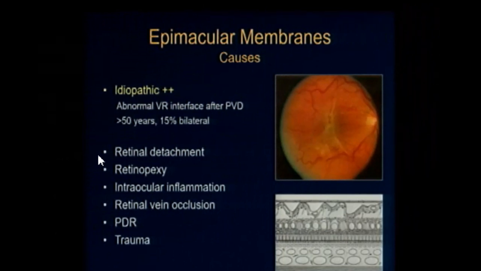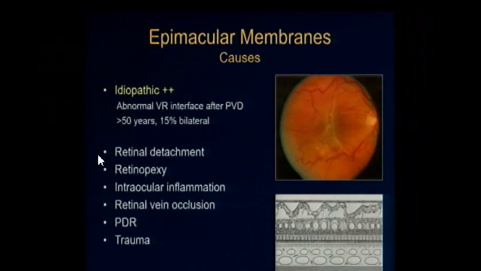And oftentimes it's also bilateral, but you can also have epimacular membranes that are not idiopathic, that are due to another pathology. For instance, a retinal detachment is characterized by what? By PVR, right? Epiretinal membranes, epimacular membranes, are the forme fruste of PVR. It's a minimal PVR, all right?